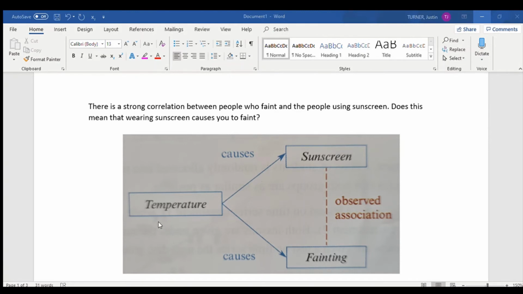In this example, the third underlying variable is temperature. When the temperature is very high, it is causing people to use sunscreen. Although when the temperature is very high, it is also causing people to faint due to heat stroke. So when the temperature is high, we are observing an association between people wearing sunscreen and people fainting. There is no causal link between sunscreen and fainting.